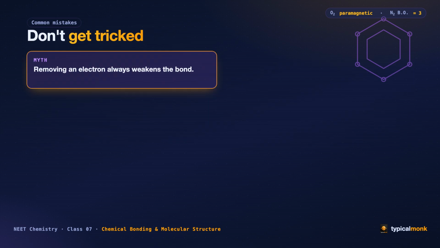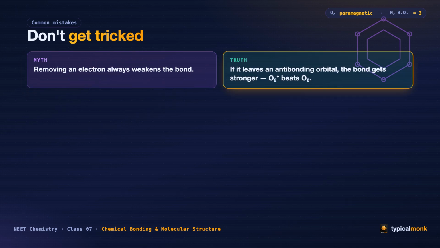Now let me save you some marks. 2 myths that trap thousands of students every year. Myth 1. Removing an electron always weakens the bond. It feels so natural. Fewer electrons, weaker bond, surely? David believed this for months. But here is the truth. If the electron you remove comes from an antibonding orbital, the bond gets stronger, not weaker. That is exactly why the O2+ ion beats neutral oxygen with bond order 2.5 against 2. Always ask which orbital the electron leaves.